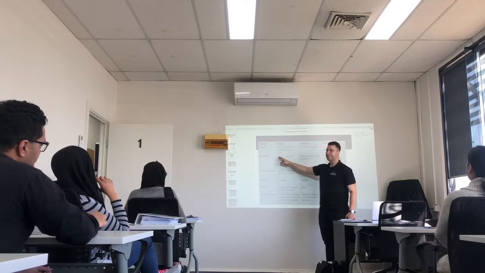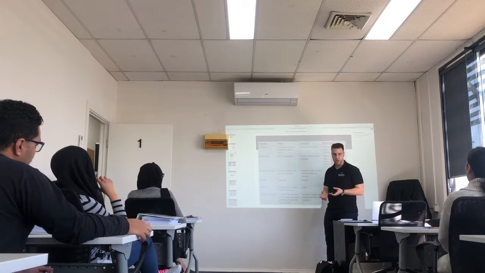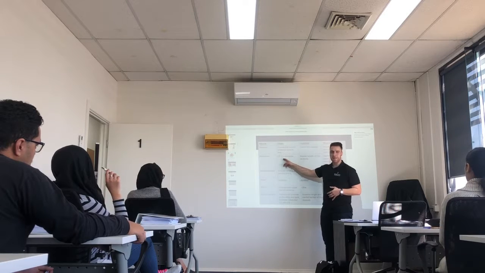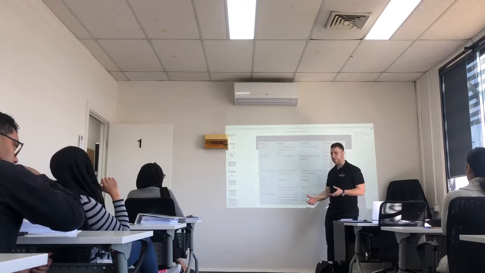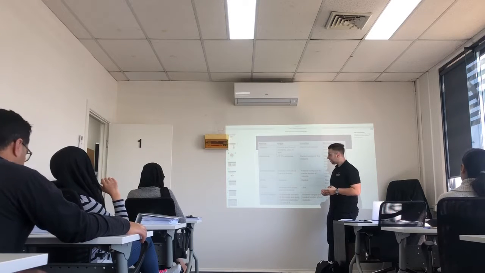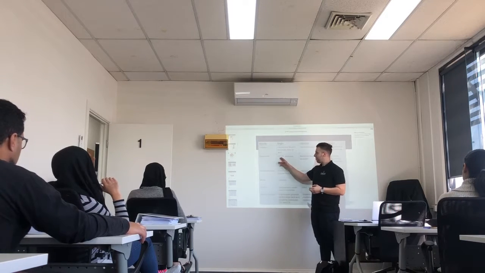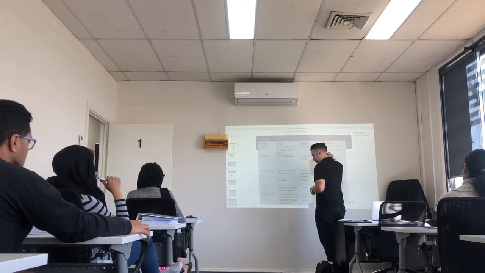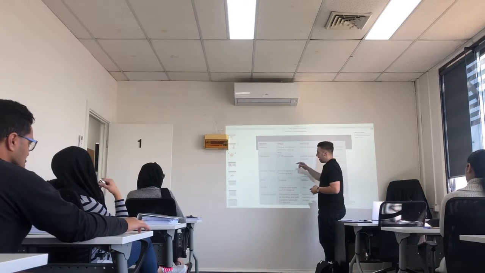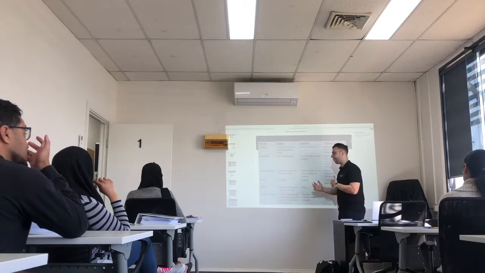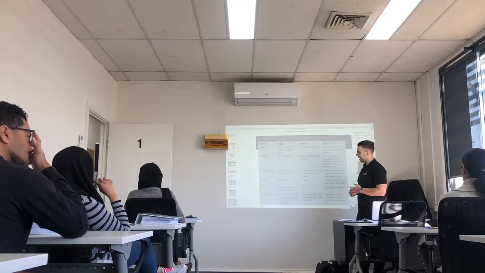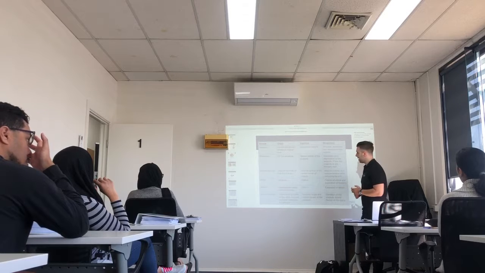Anything with C means cervical, anything with T means thoracic, and anything with L means lumbar. There are 7 segments here for cervical, and then there's 5 in thoracic as well. So that's how we remember it. And then L is lumbar.